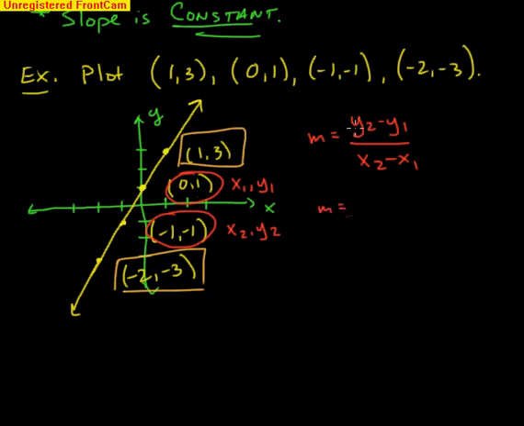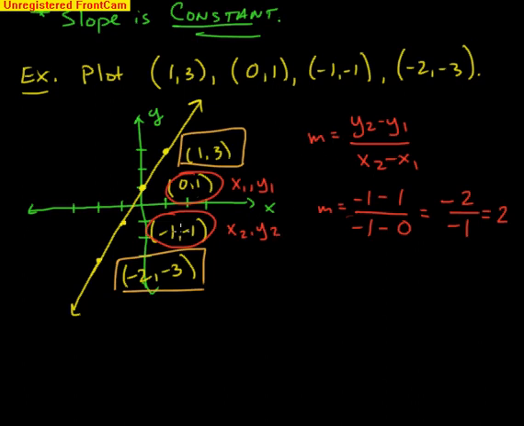So when we plug it into the formula, you simply replace the variable with the number. So y2 is negative 1. Negative 1 minus y1, which is 1, over x2, which is negative 1, minus x1, which is 0. And now we need to simplify. You have to simplify your slopes. Negative 1 minus 1 is negative 2. Negative 1 minus 0 is negative 1. And what is negative 2 over negative 1? Simply 2. So there's the first slope that I wanted to find.